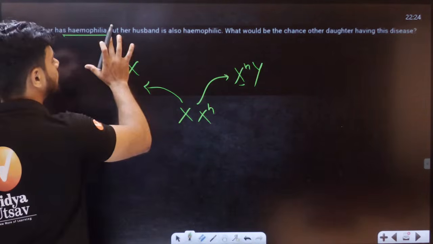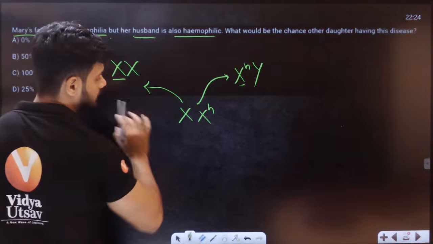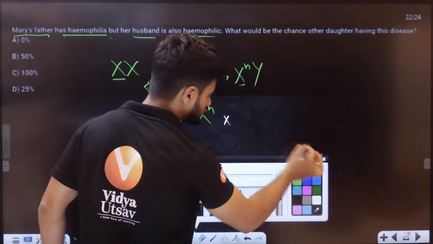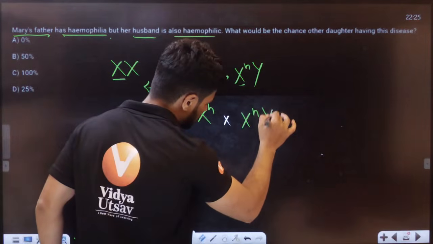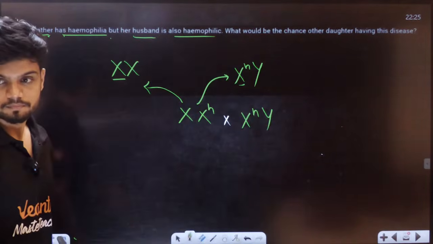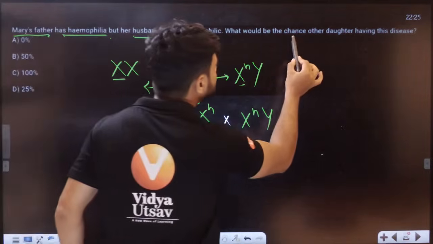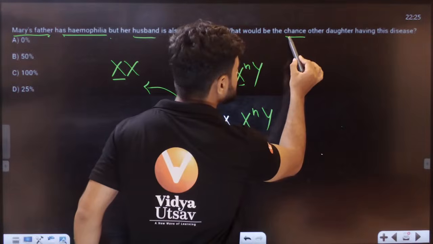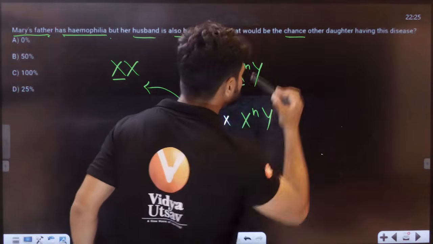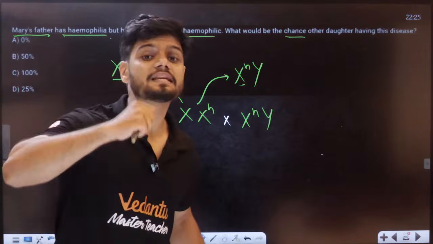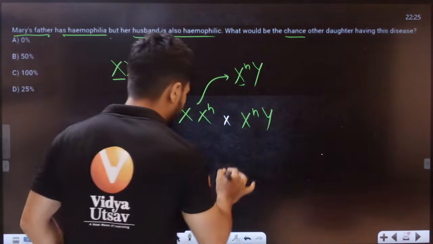Now, the husband is hemophilic in nature. What would be the chance of a daughter having this disease? They're asking you, what is the chance of the daughter being diseased now? Okay, let's do the cross.